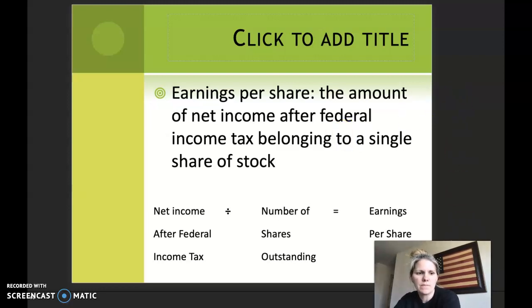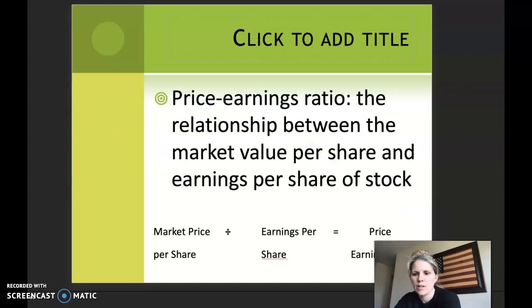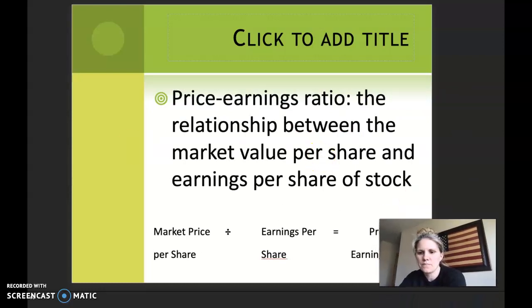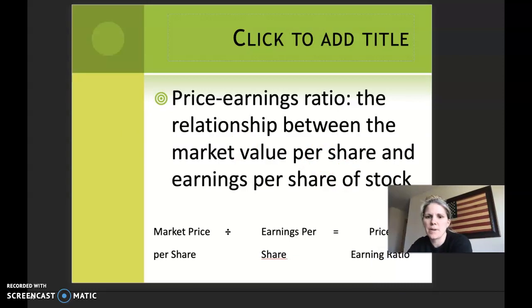And then our last one here is our price earnings ratio. This is the relationship between the market value per share and our earnings per share. So to calculate that, we take our market price per share, which the book will tell us, divided by our earnings per share, which you just learned how to calculate, gets you your price earnings ratio.